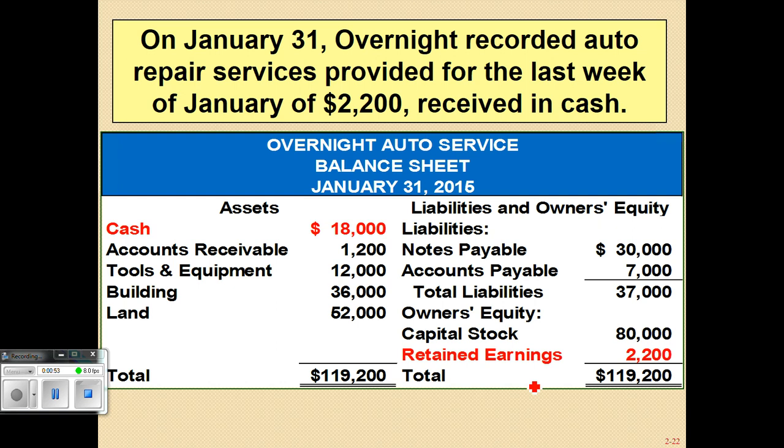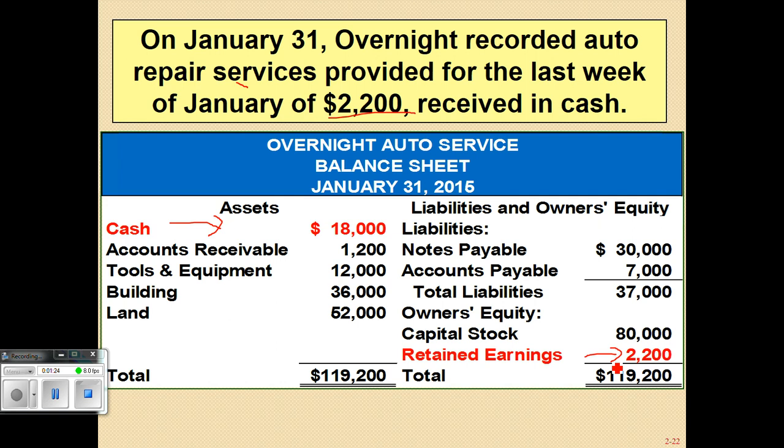This is the first one that had the transaction for revenue or expenses. Right now, they do something interesting with it. Let's take a look at this transaction. They received $2,200 in cash for some repair services. So their cash is going to go up by $2,200, and the retained earnings are going to go up by $2,200. In reality, this would show up on the income statement as revenue.